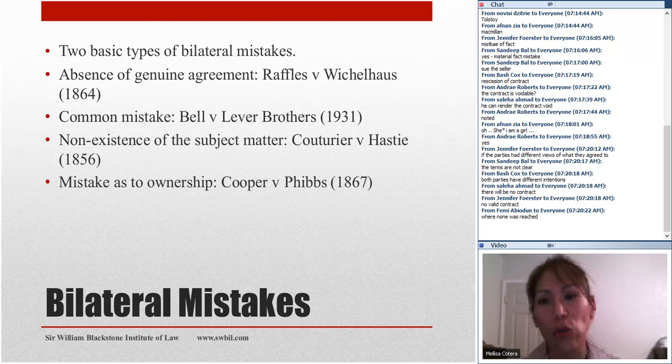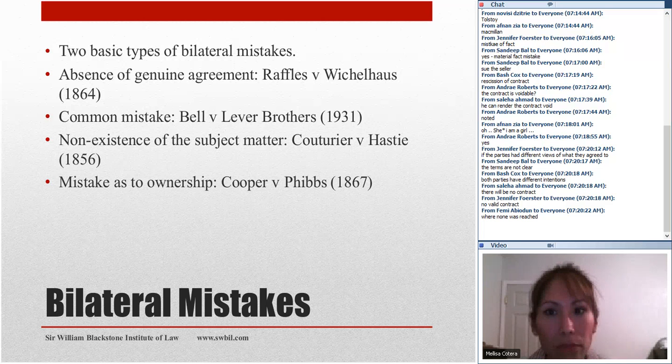Okay, so I'm going to let you know the facts very briefly, to illustrate when that absence of agreement happens. In this case, in Raffles, one party bought and the other sold cotton to be shipped on the vessel Peerless from Bombay. But unknown to either party, there were two ships Peerless and each intended different ships. So the court here found that there was no contract. We can say that here, the offer and acceptance didn't meet. So that's why the court found that there was no contract.